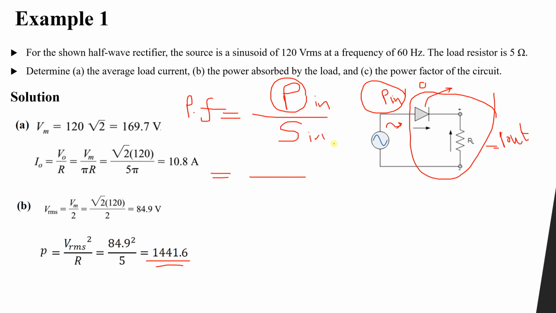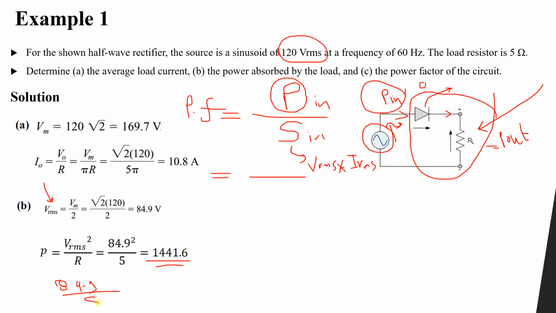Now what is S input, the input apparent power? As you know from electric circuits, apparent power is equal to Vrms multiplied by Irms. Remember here, Vrms is the input RMS, which is the RMS of the supply, not this value representing the RMS of the output across the load. Here it is the input voltage, multiplied by the input current. And as you can see in the circuit, the input current is the same as the output current. So Irms here will be the Vrms 84.9 divided by the resistance, which is 5 ohms.